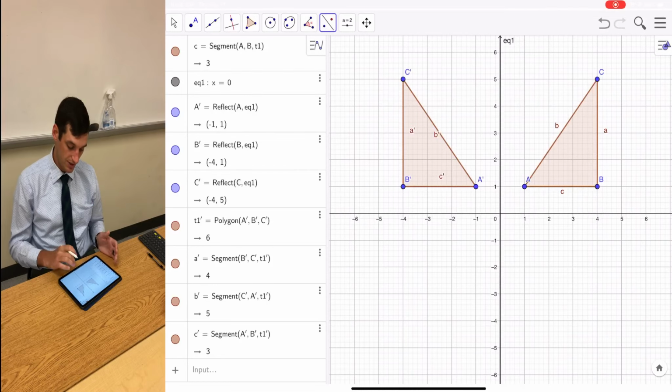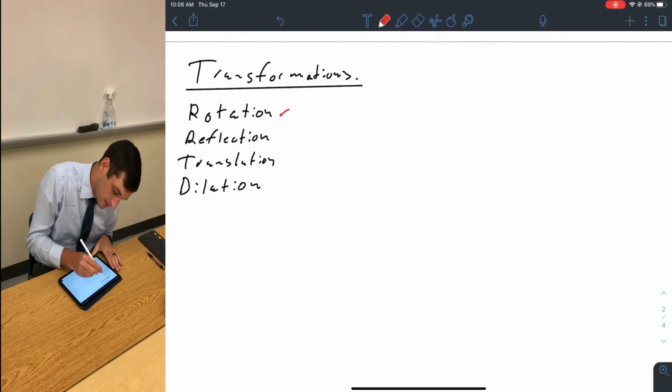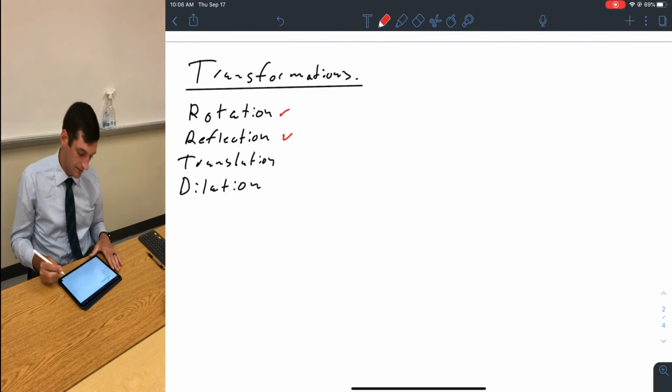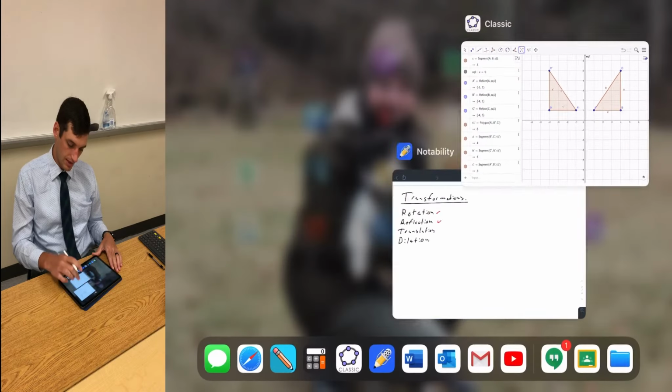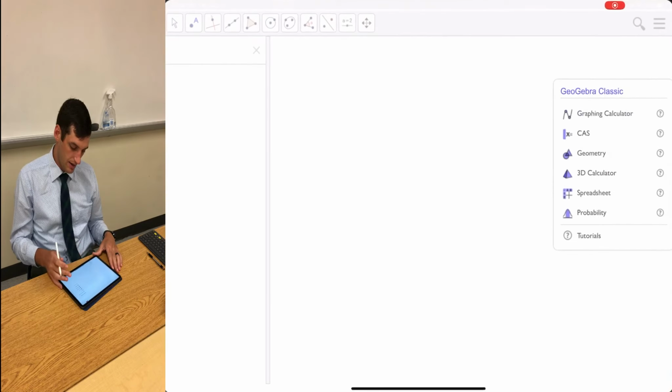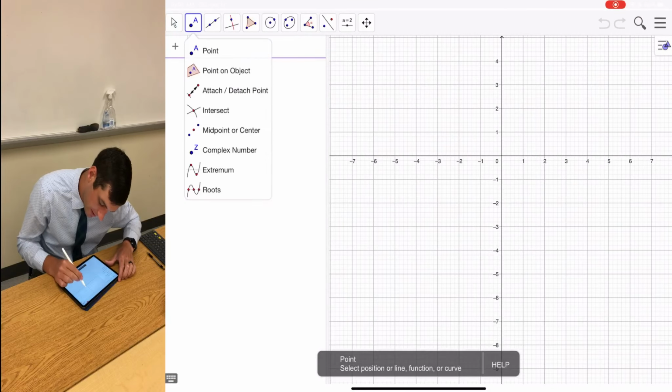So reflection, let's go back here. Reflection does maintain congruency. I'm going to go ahead and exit out of this. We're going to do a transformation. Let's do the same figure.